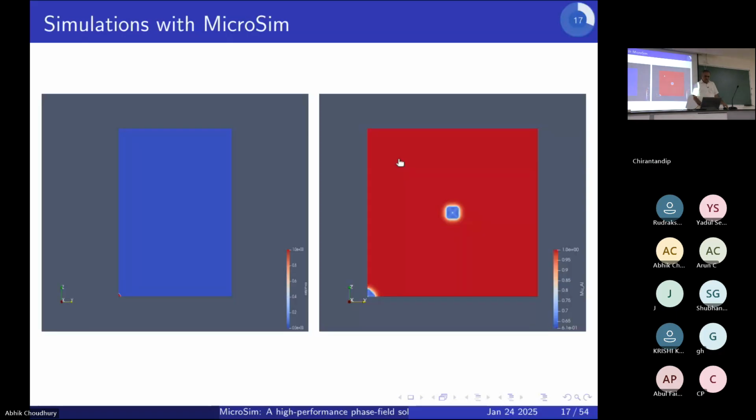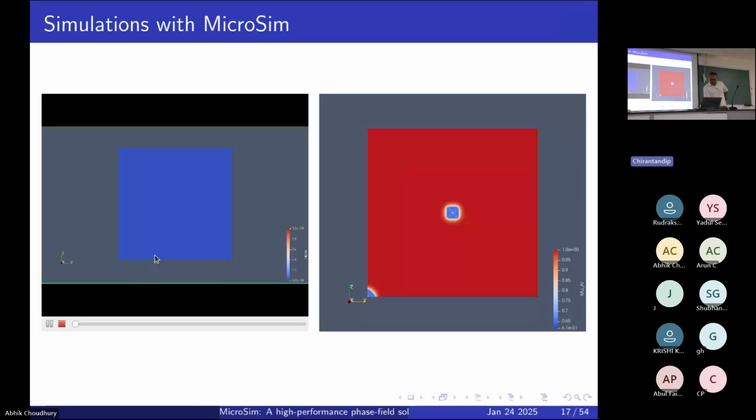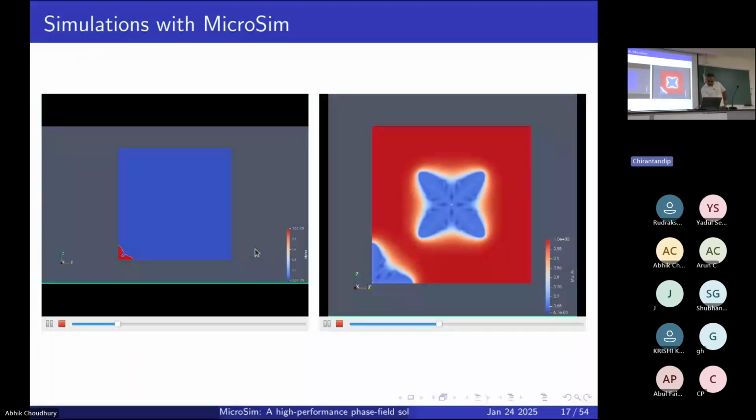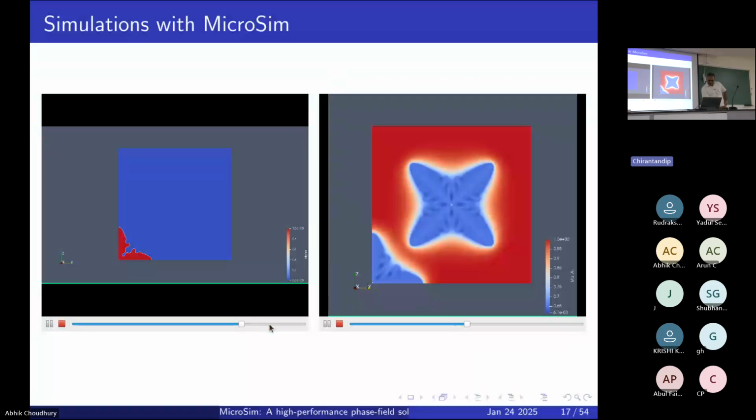And so here are some examples of simulations which are possible. Let us have a look at them. Some of them have already been shown. The second one is about two elements. Going to the competitive growth, these kinds of simulations are very common in MicroSim.